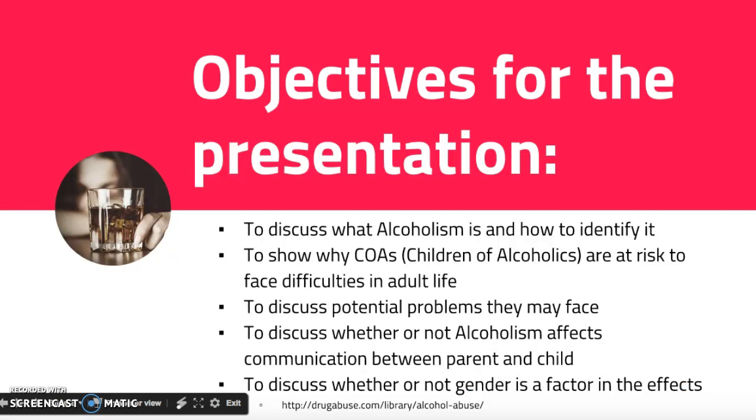To start off, I have some objectives, basically listing what I will be talking about in this presentation. First, to discuss what alcoholism is and how to identify it. Second, to show why the children of alcoholics are at risk to face difficulties in life. Third, to discuss potential problems that they may face. Fourth, to discuss whether or not alcoholism affects communication between parent and child. And lastly, to discuss whether or not gender is a factor in the effects.